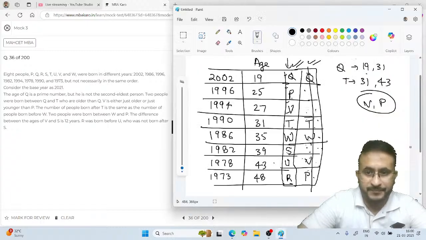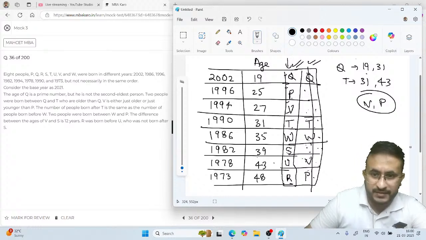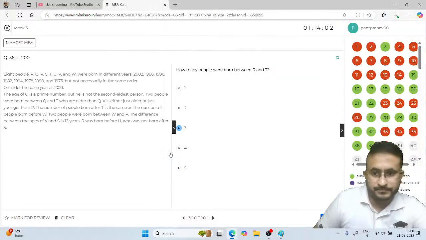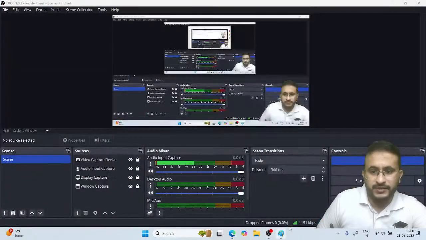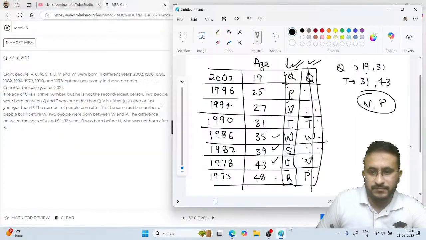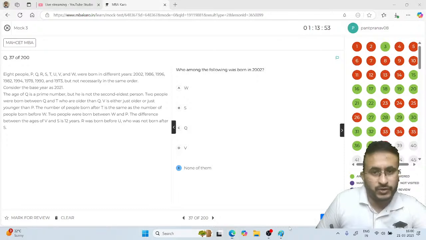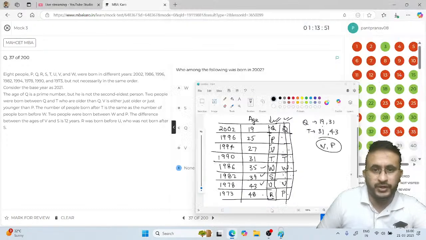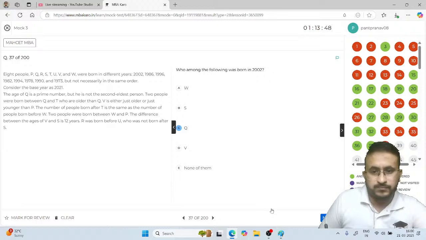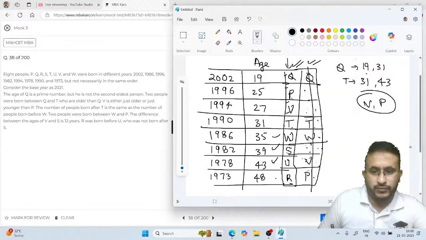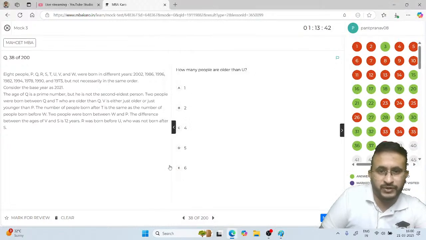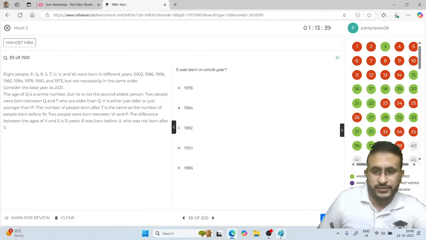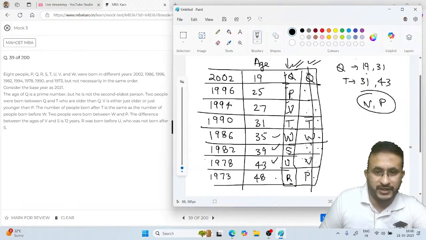R and T, we have this is R, this is T. 1, 2, 3 people in between. 2002, again I think in this case we have Q born in 2002, older than U, right? So U is the second oldest, only R is older. S was born in which year? So S was born in 1980.